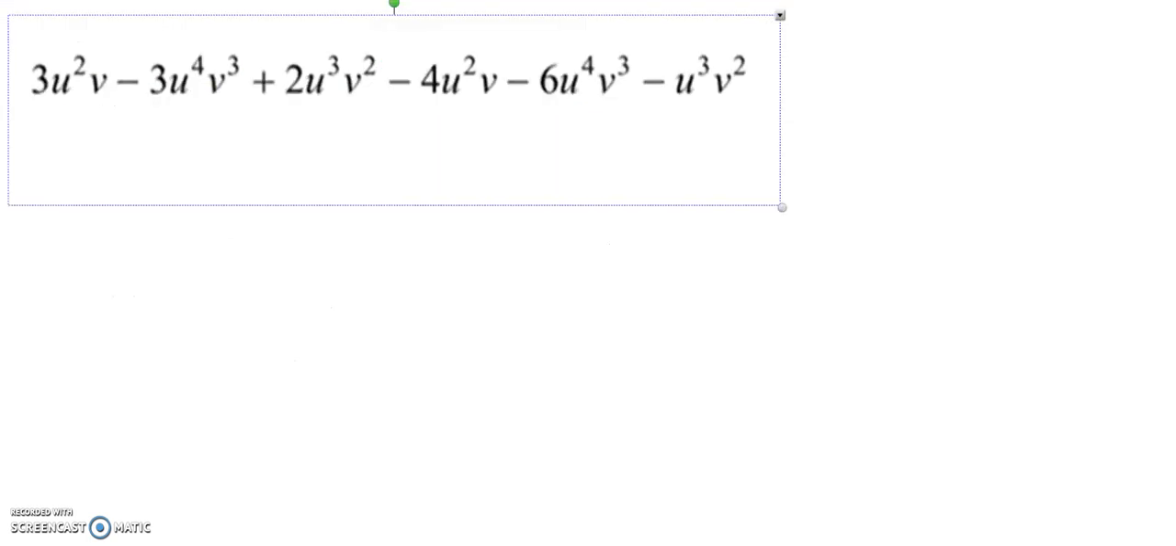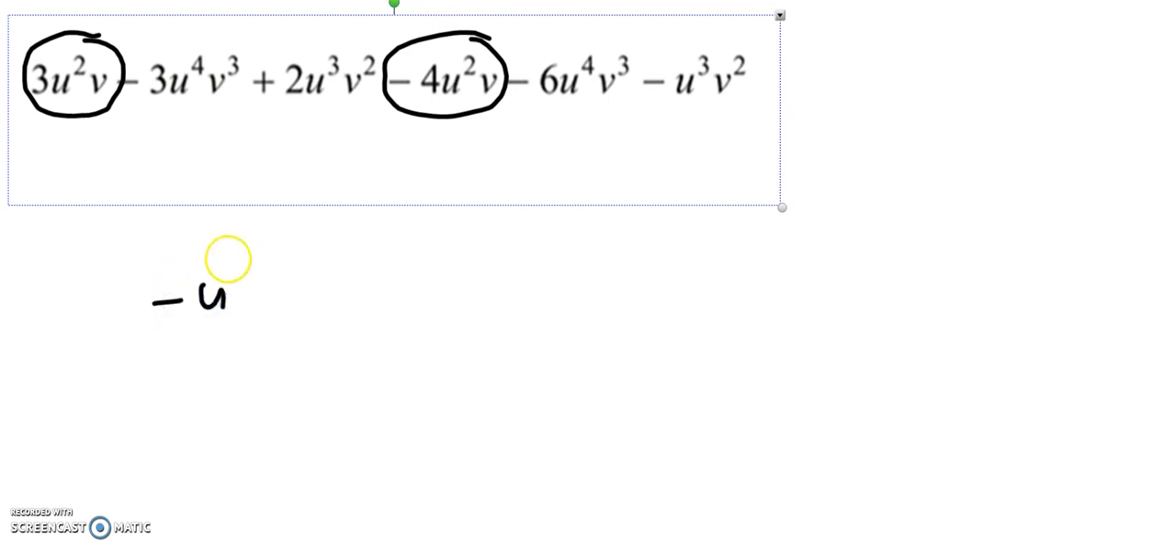One more example. I just wanted to go over one that has a bunch of different stuff going on. All of these you can see have the same variables, but remember they also have to be the same powers. So this one doesn't have parentheses, and that's okay. But when I look at this, I'm looking for anything else that has a u to the second times v, and I do see that we have that here. So 3u to the second v minus 4u to the second v, or 3 minus 4, I get negative 1 u to the second v. You can put the 1 if you want to, but do not have to.